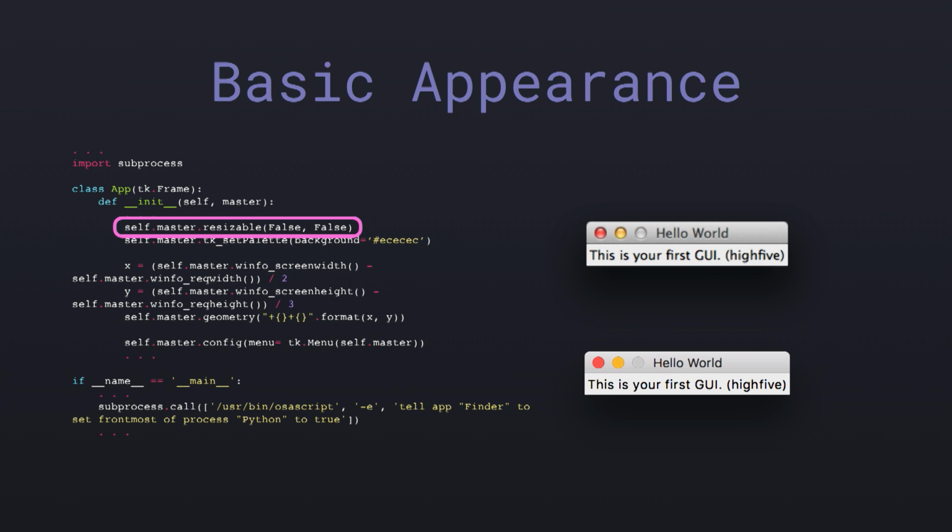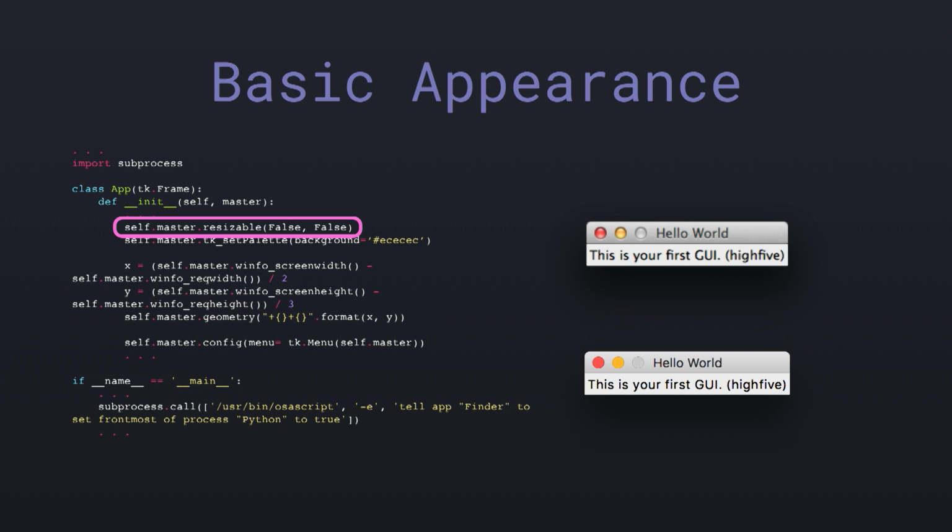So first things first here, you'll see that we've got this new thing that we added into it, master resizable, and we're passing false false. We're passing false twice because you can make this independent. You could allow them to resize it on the X or Y axis independently. And here we're telling it that they can't do it to either.